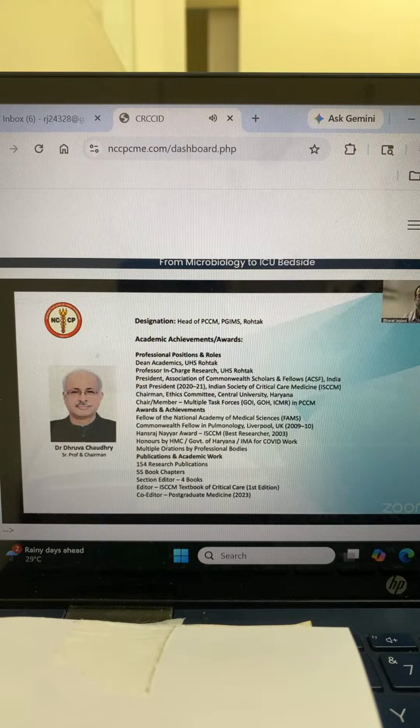His achievements: Fellow of the National Academy of Medical Sciences, Commonwealth Fellow in Pulmonology, Liverpool. He's a recipient of the Hansraj Nair Award and was honored by the Haryana Medical Council, Government of Haryana, and the IMA for COVID work. He has delivered multiple orations for professional bodies, and we've been part of many of those, and it's been a great learning from him. Publications: more than 154 research publications, 55 book chapters, and he has been section editor of 4 books.